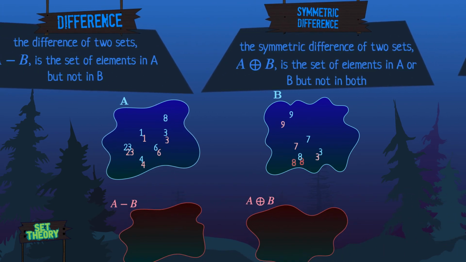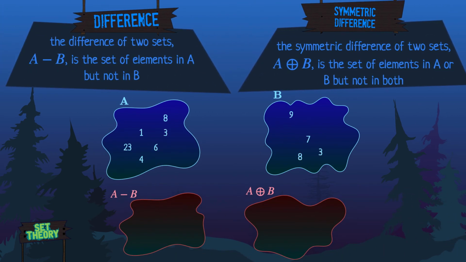Two more operations. The difference of two sets. We can either use a backslash or a minus, so A minus B is the set of elements in A but not in B. And then the symmetric difference is the set of elements in A or B, but it can't be in both.